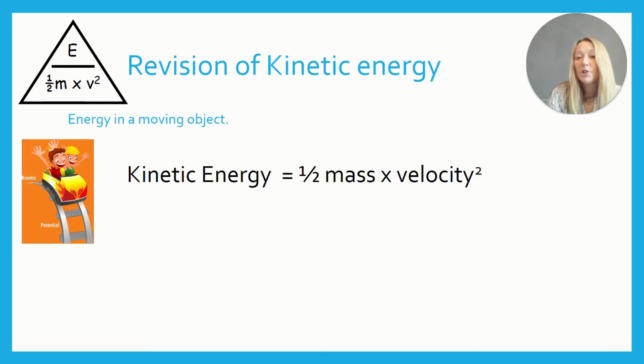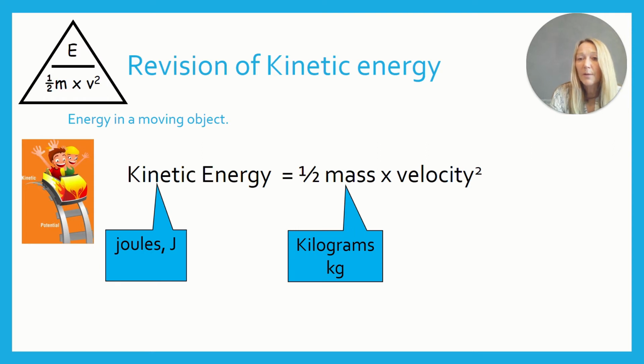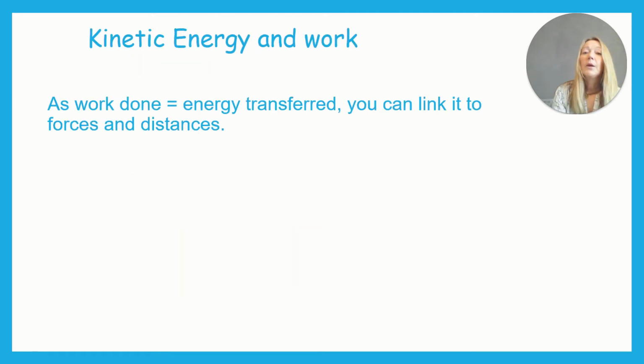So again, a little bit of revision here on kinetic energy. So kinetic energy is the energy of movement, so whenever something is moving it has kinetic energy. And the equation for that is half the mass times velocity squared. And again, units are really important. Kinetic energy is joules, the mass is always in kilograms, and velocity is always in meters per second. So because these two equations involve energy transfers and work done is an energy transfer, we can link kinetic energy to the force needed for that movement, and also the distance that things move.